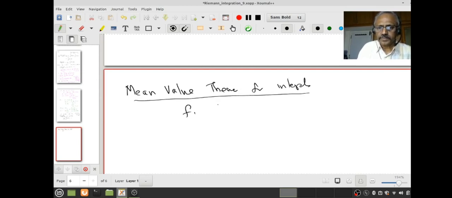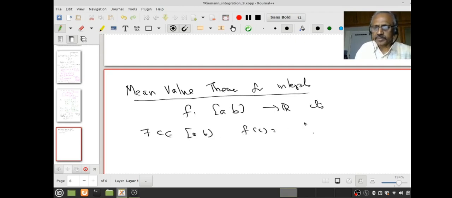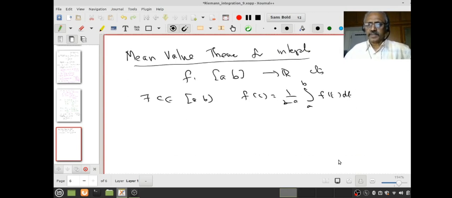So let f from [a, b] to R be continuous. Then there exists c in between a and b so that f of c is the average value of f, that is 1 by (b minus a) times the integral from a to b of f(t) dt. This is the theorem. Again, try to understand this geometrically.